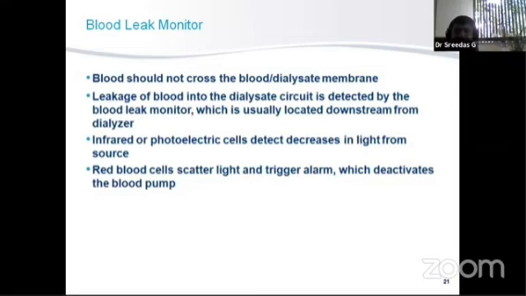Leakage of blood into the dialysate circuit is detected by the blood leak monitor, which should be situated downstream from the dialyzer. It uses the principle of infrared or photoelectric cell to detect decrease in light from the source. So when you have these red cell particles in the spent dialysate, it will scatter the light and trigger the alarm. Automatically the blood pump will stop.